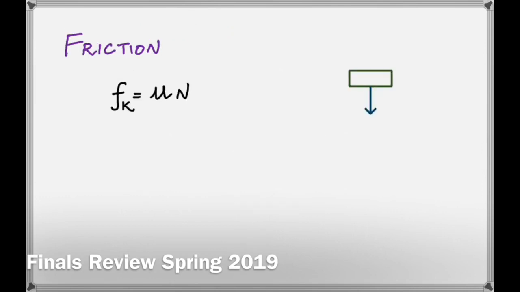So friction is the next topic, and there are two types of friction, static friction and kinetic friction. Here we're talking about kinetic friction. Kinetic friction is when there is actual motion, right? That's why it's called kinetic friction. And mu is a constant called the coefficient of friction, and N is the normal force. The normal force means the perpendicular force.